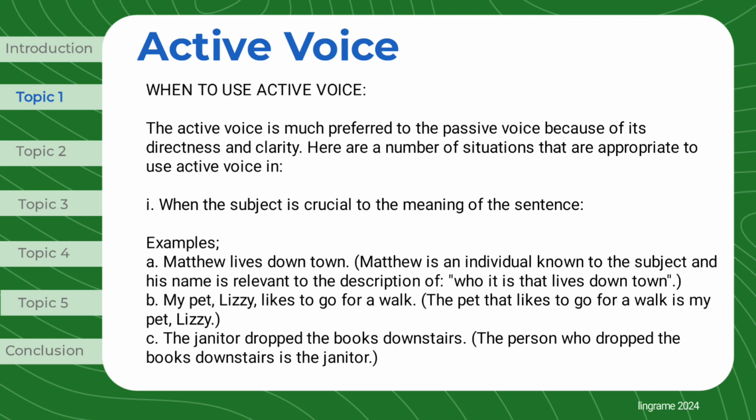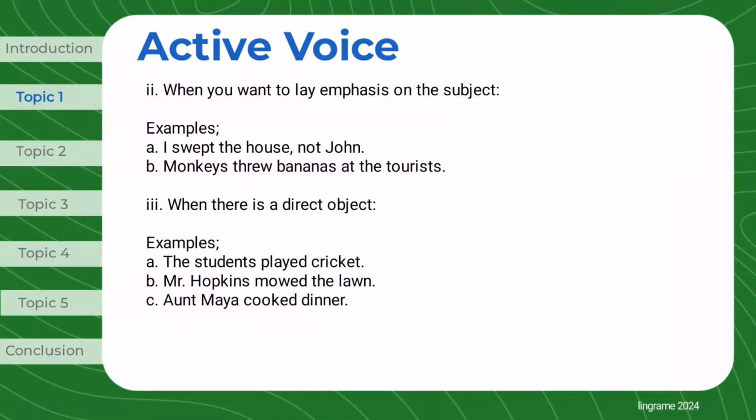My pet, Lizzie, likes to go for a walk. The pet that likes to go for a walk is my pet, Lizzie. The janitor dropped the books downstairs. The person who dropped the books downstairs is the janitor. When you want to lay emphasis on the subject, examples: I swept the house, not John. Monkeys threw bananas at the tourists.